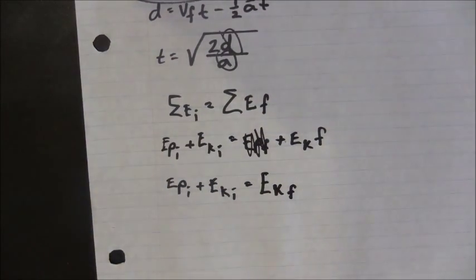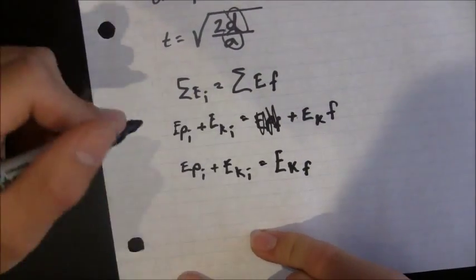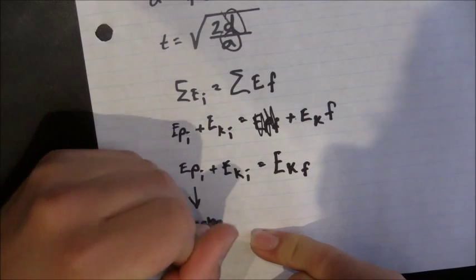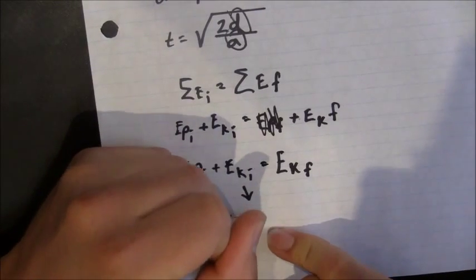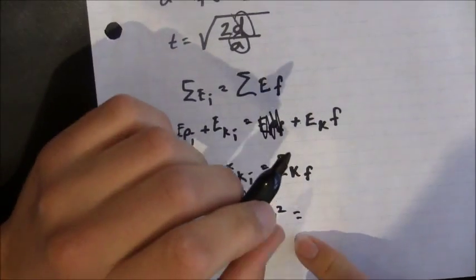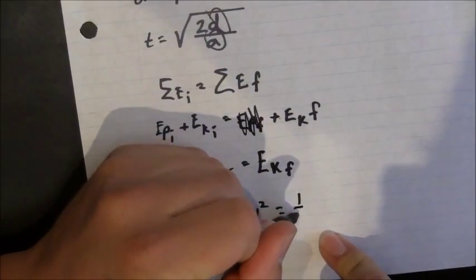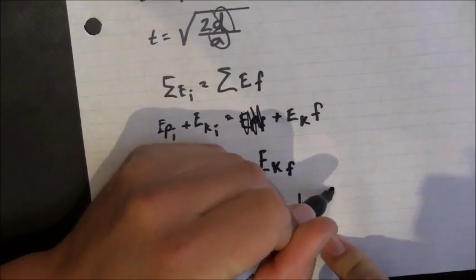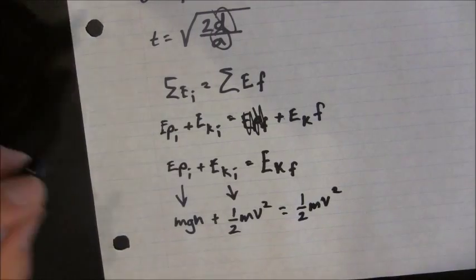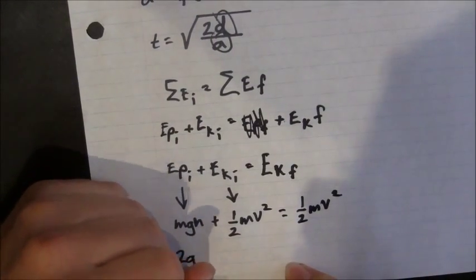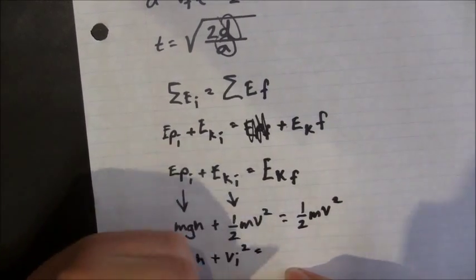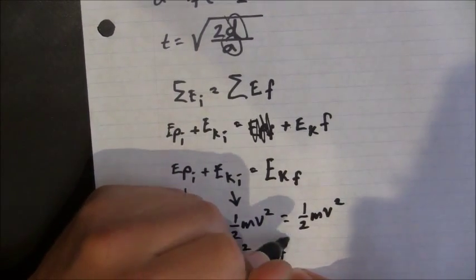And now we expand this. So let's say mgh plus 1/2 mv squared equals 1/2 mv squared. So if we multiply by 2 and divide out m, then we get 2gh plus vi squared equals vf squared.